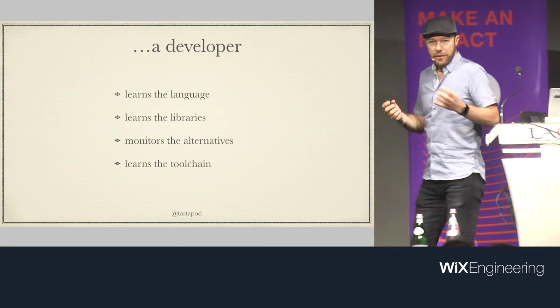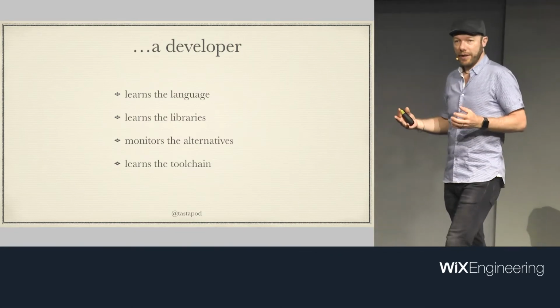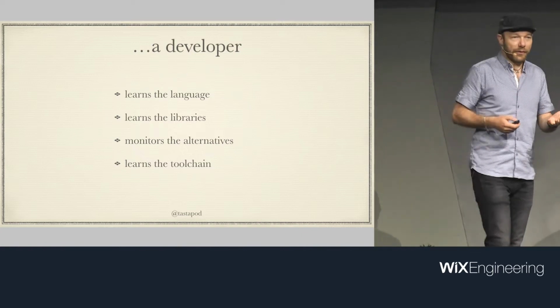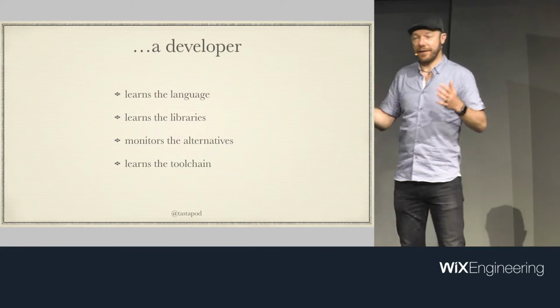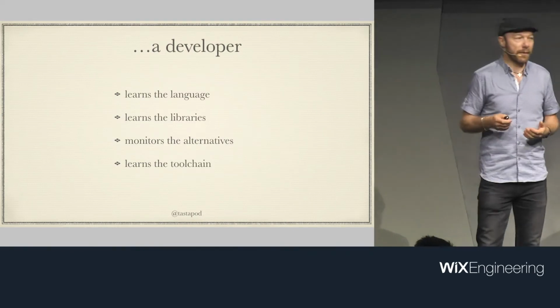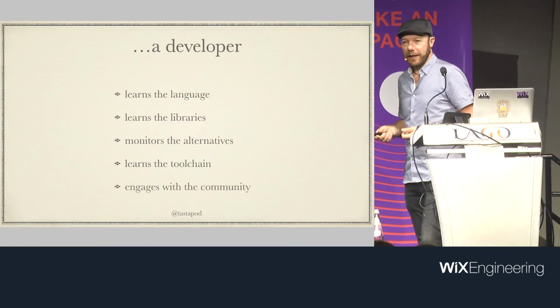It's not enough to know the language and its libraries and be able to code in it. It's understanding the tool chain, understanding what the tools are that are out there, the 17 different build systems that I could use, and then being opinionated and deciding which ones we are going to use, and understanding the trade-offs we're making when we make those choices. And really importantly is engaging with the community.